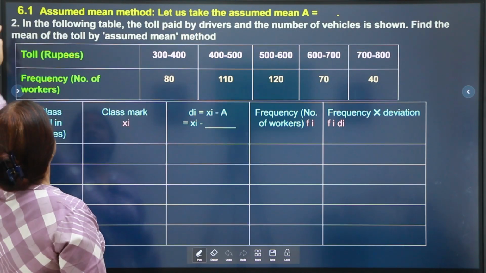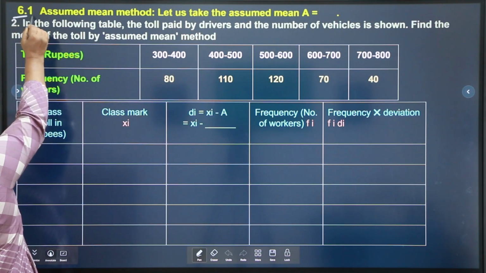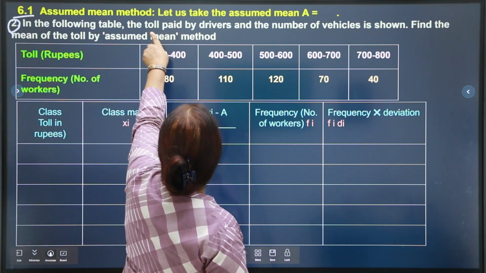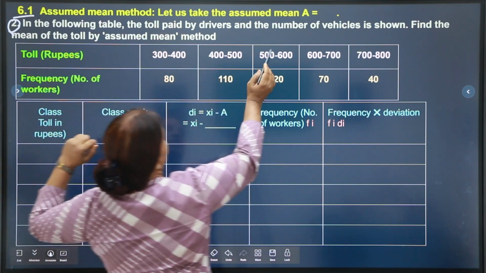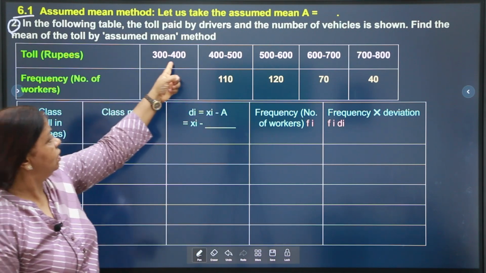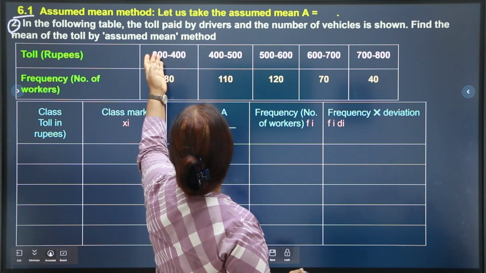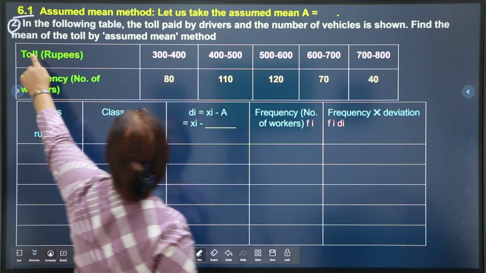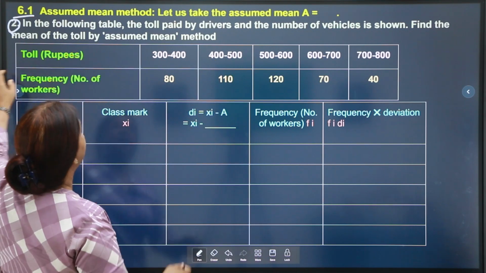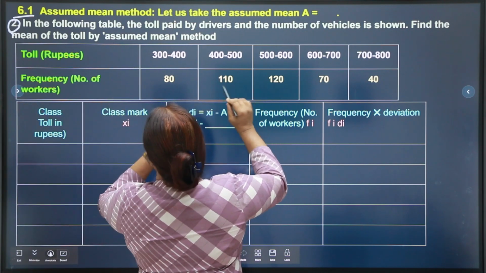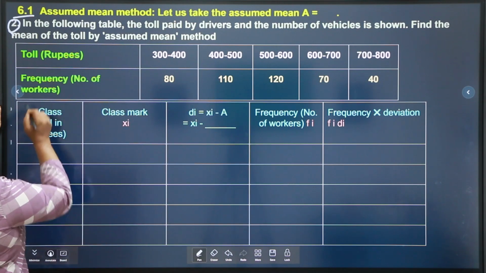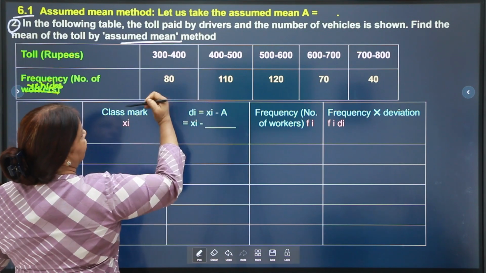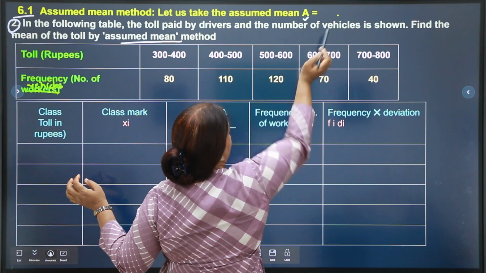The next question is 6.1 exercise children, the second sum. The table is given which shows the toll paid by the drivers. This is the toll in rupees for 300 to 400, 400 to 500, 500 to 600 and so on by the drivers. Find the mean of the toll by assumed mean method. And this is the number of vehicles, not workers, vehicles. Let's write the class. We have to find it by assumed mean method. For that we should find the A value and bar D value.